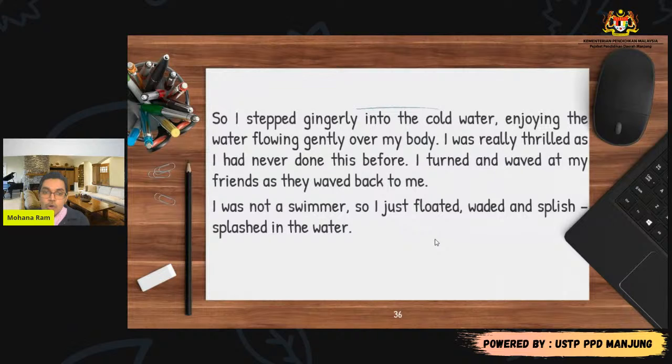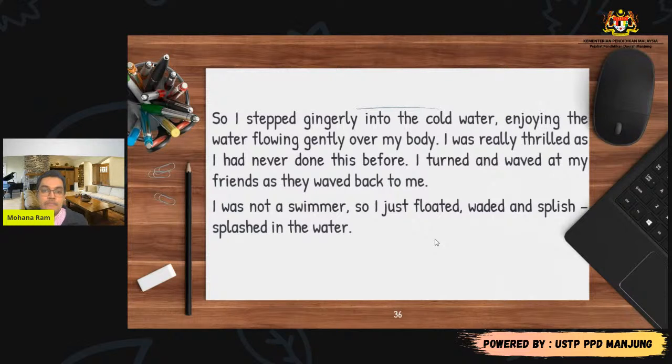"So I stepped gingerly into the cold water." Gingerly means delicately. With cold water, some people jump into the water immediately, and some people tap slowly, putting their legs into the water. That's what it means. "I stepped gingerly into the cold water, enjoying the water flowing gently over my body." I'm still elaborating my holiday, how I'm enjoying it. "I was really thrilled as I had never done this before. I turned and waved at my friends as they waved back to me."